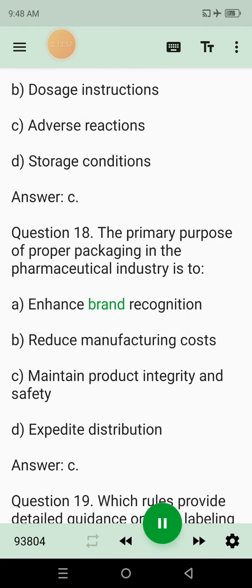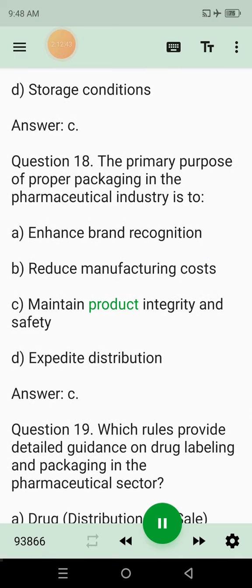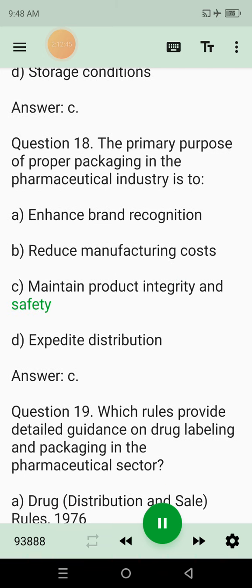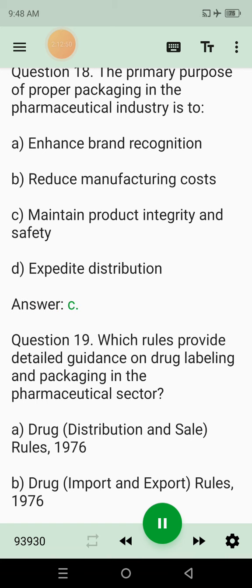Question 18. The primary purpose of proper packaging in the pharmaceutical industry is to A. Enhance brand recognition. B. Reduce manufacturing costs. C. Maintain product integrity and safety. D. Expedite distribution. Answer. C.